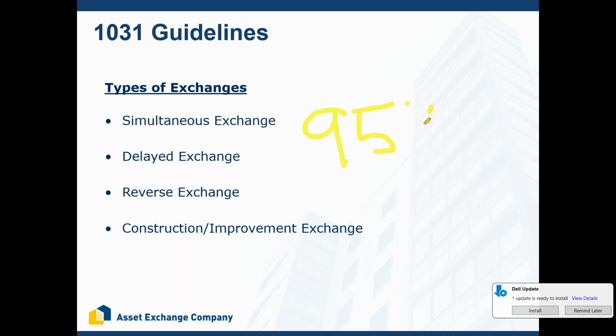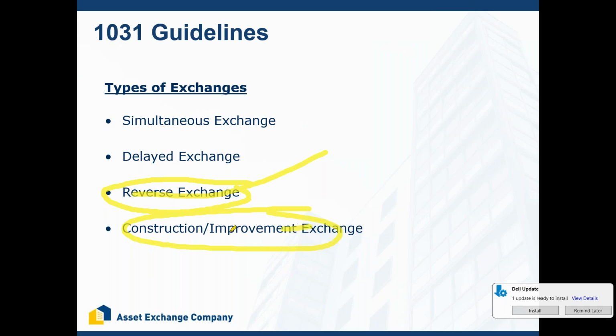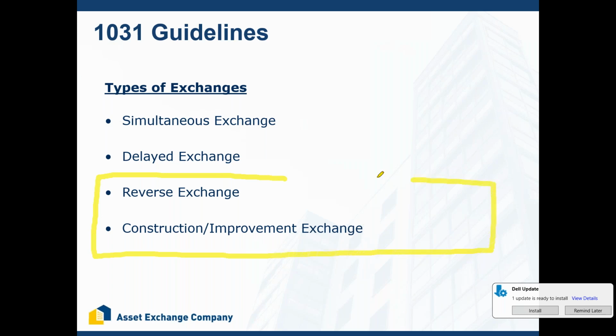95% of all of the exchanges that we facilitate are regular delayed exchanges. Your client is going to sell, close escrow today, and then sometime within the next 6 months, they are going to buy replacement property to complete their exchange. That is called a delayed exchange. Now, there are two other options for clients in doing an exchange: the reverse exchange and the construction or improvement exchange. We do not go into a lot of detail on these two types of exchanges in today's class because these are very rare. Only about 5% of our clients will do these types of exchanges, but they are worth noting that they are possible.